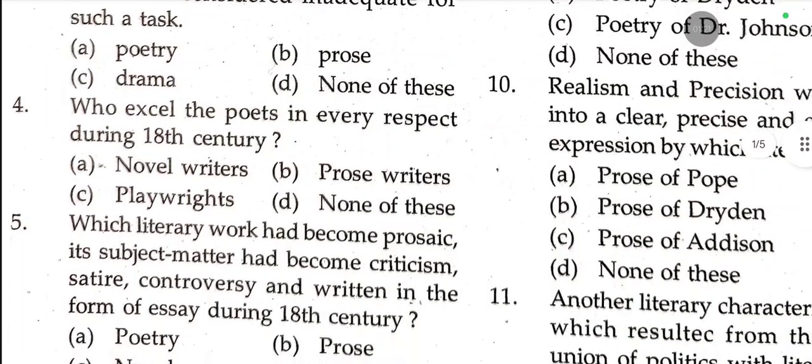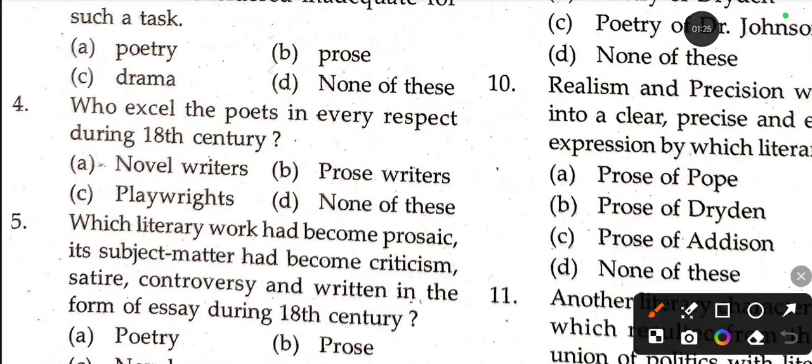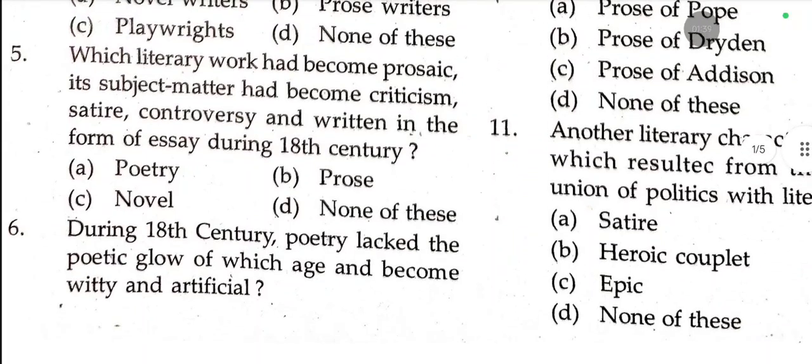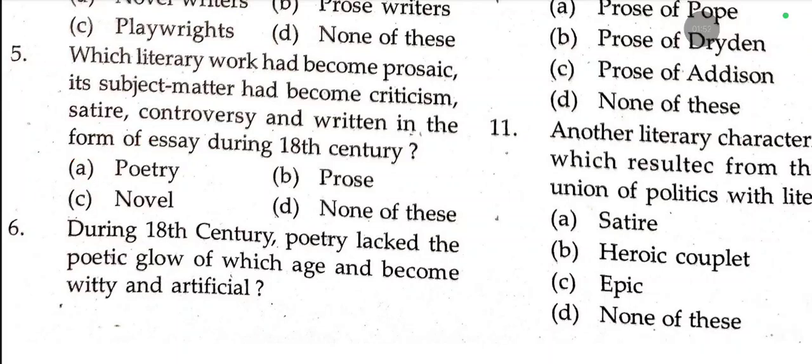Question number 4, who excelled the poets in every respect during the 18th century? It is prose writers. Question number 5, which literary work had become prosaic in its subject matter, and had become criticism, satire, controversy, and written in the form of essay during the 18th century? It is poetry.